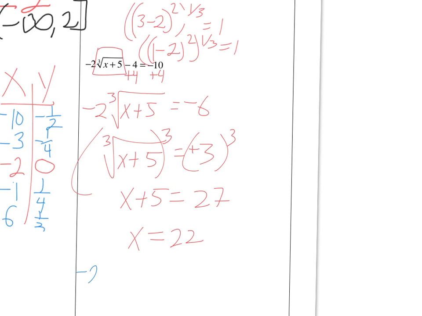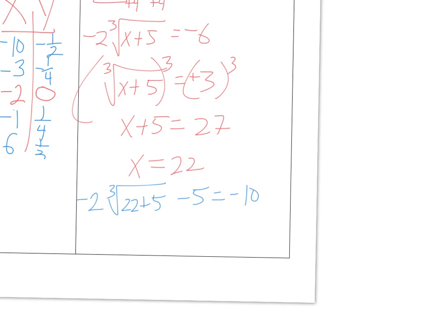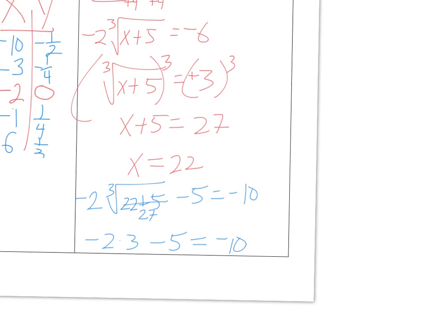Just to make sure, we get negative 2 times the cube root of 22 plus 5, minus 4 equals negative 10. All right. That's going to be 27 on the inside. Cube root of 27 is 3. I don't know where that minus 5 came from. This should be minus 4. I got confused there. Negative 2 times 3 is negative 6. Minus 4 is negative 10. That solution works as well. We have no extraneous solutions.